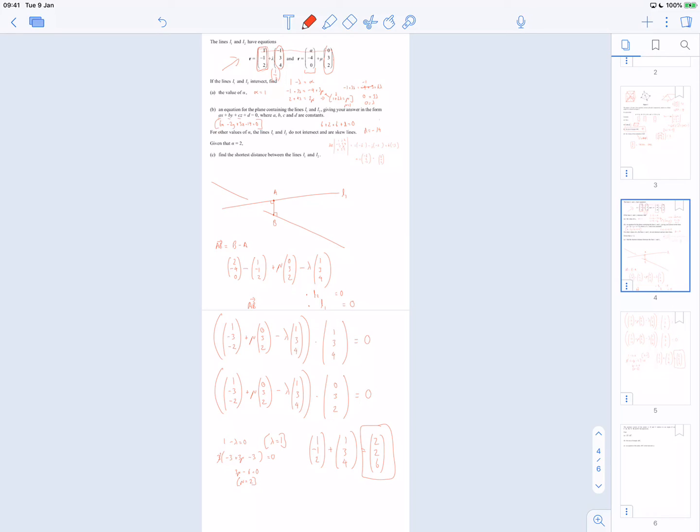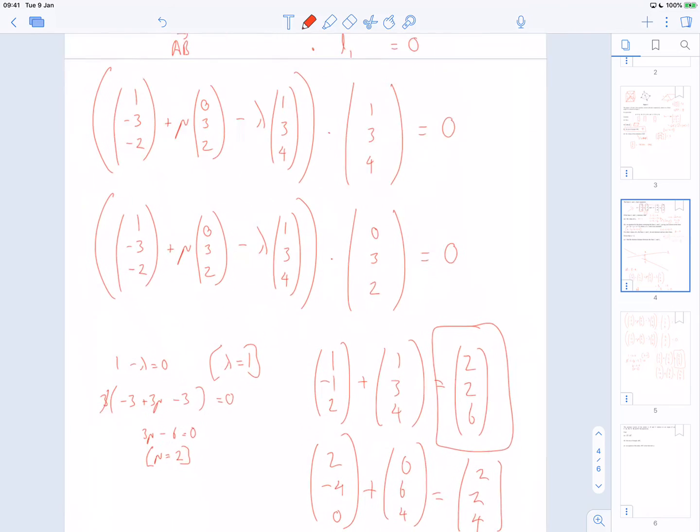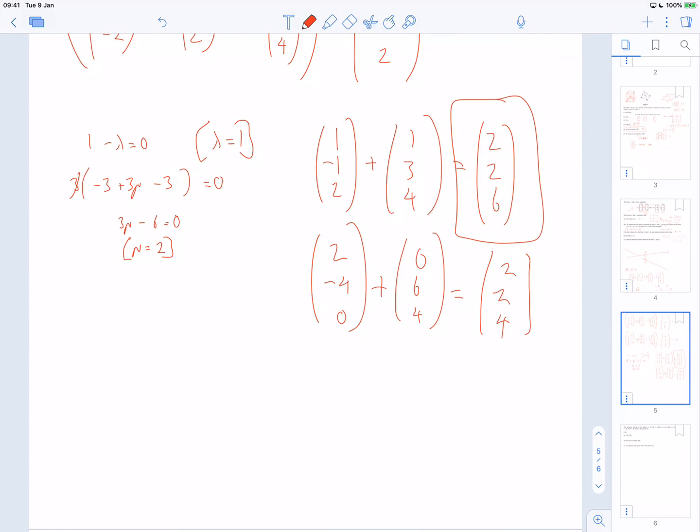And then when mu is 2, I've got alpha is 2, so hold on, I've got 2 minus 4, 0, plus 2 lots of the directional component, which is 0, 6, 4. And this is going to be 2 plus 0, which is 2, minus 4 plus 6 is 2, and 0 plus 4 is 4. Oh wow. This is going to be really easy, because then the distance is just 2.